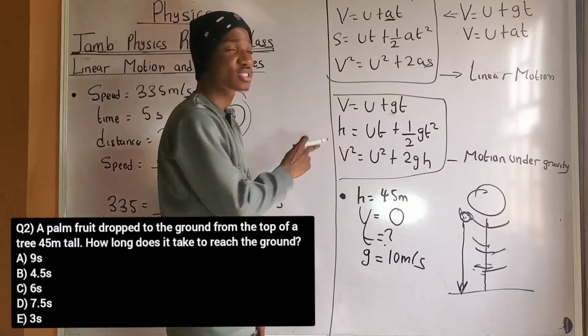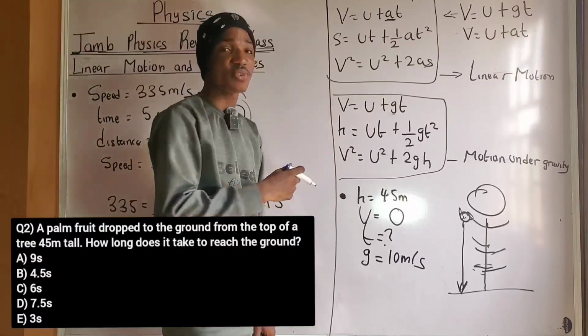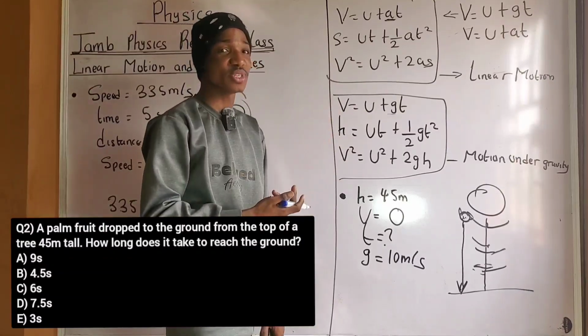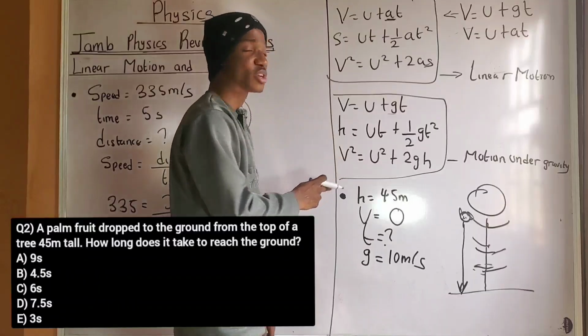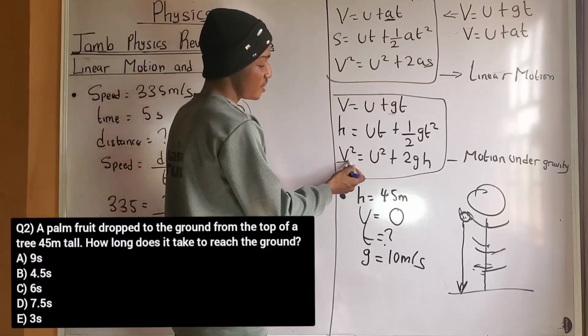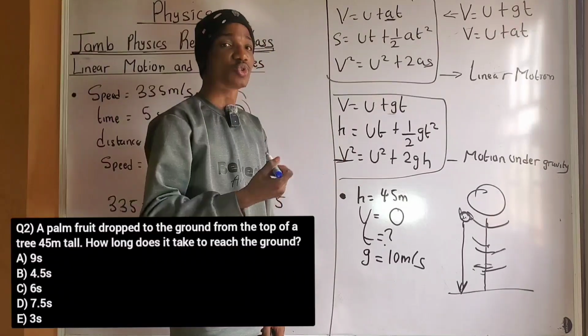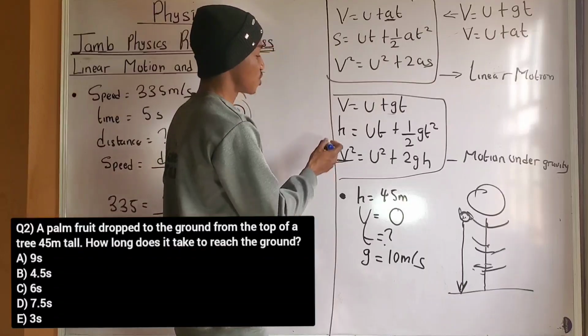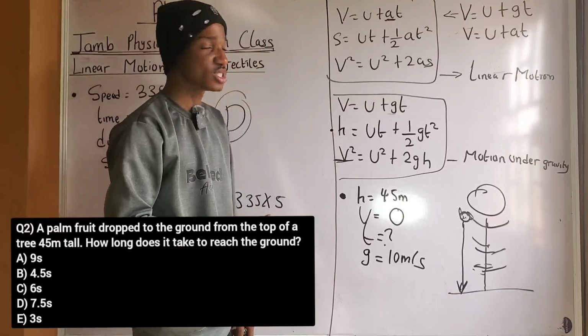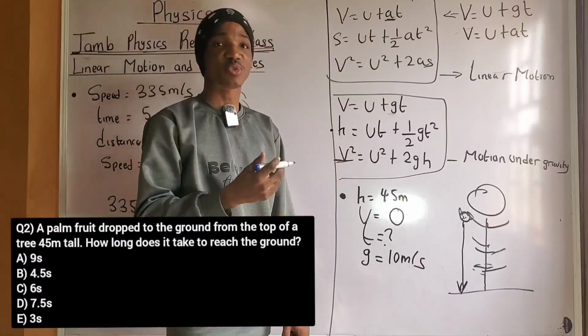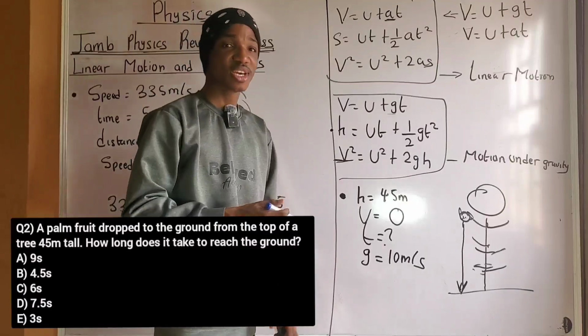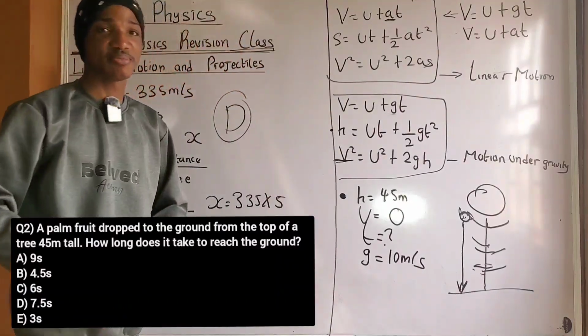If you want to use the first equation, you don't know the value of the final velocity, v, so you can't make use of it. Likewise, if you want to use the third equation, you don't know the value of the final velocity, so you cannot use that. The equation you're going to use is the second equation, which is h equals ut plus 1 over 2 gt squared. So let us plug in our values to calculate the time.